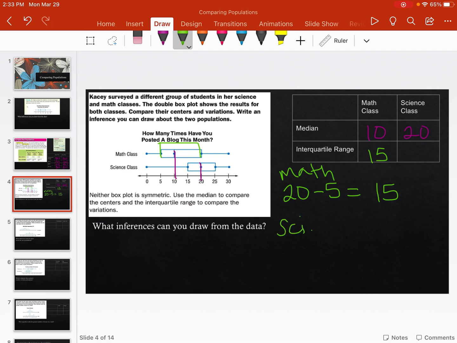And then for science, we have from here to here, so 25 minus 15, which gives us 10 for our IQR for science class. So there's lots of different inferences you could draw from this. You could talk about how the overall range is equivalent. But I would really talk about how, like here, I love how these two match up, and you can see that 50% of the science classes write at least 20 blogs, but only 25% of math classes write 20 or more blogs. So something like that, talking about how the science classes tend to write more blogs, is a really good inference to make from this.